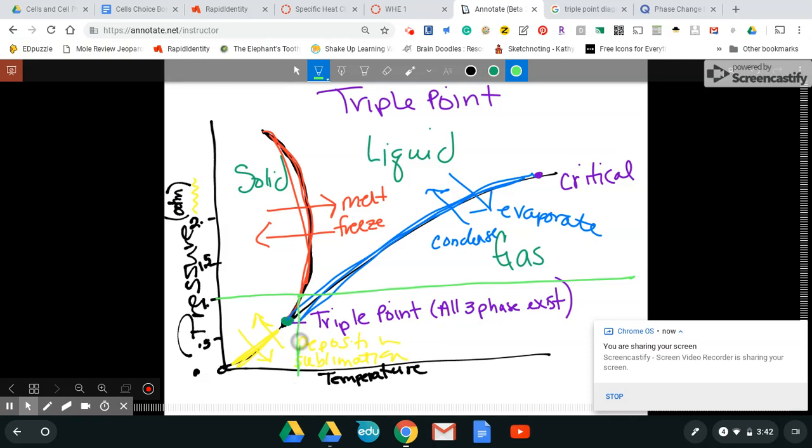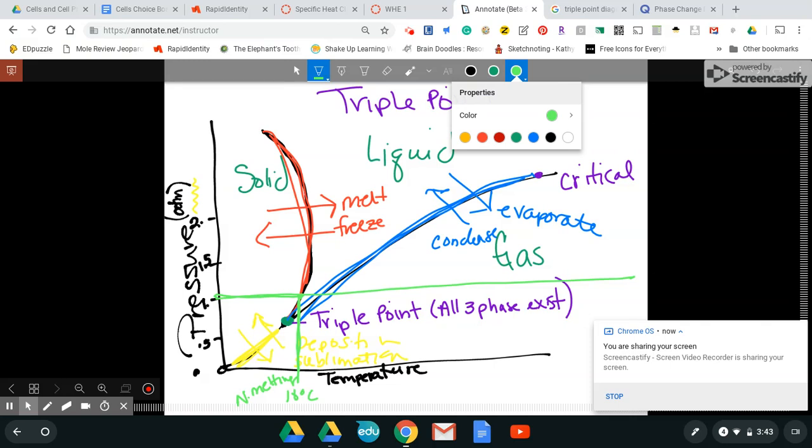And when I draw my line straight down, let's just say that this was 10 degrees Celsius. So my normal melting point is found by doing this, where atmospheric pressure and that line of equilibrium between solid and liquid meet.